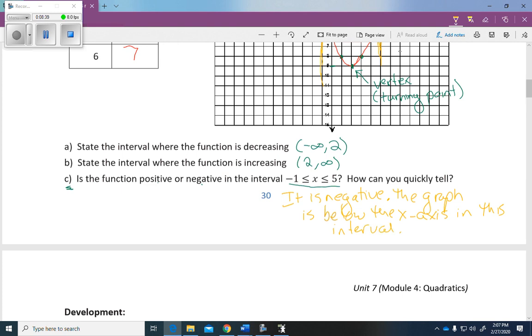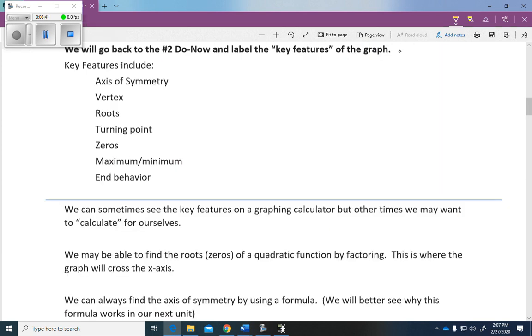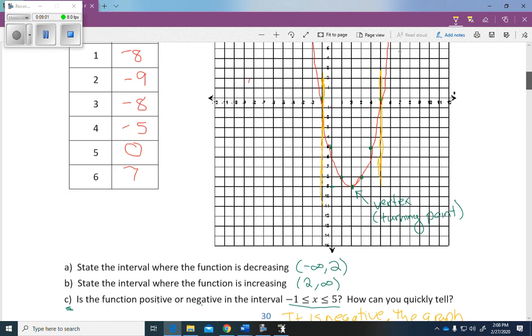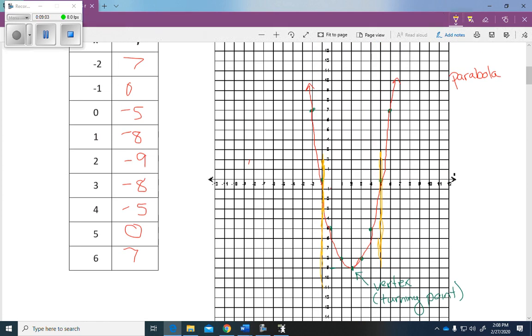And on the next page, they're asking us for some key features. The axis of symmetry, the vertex, which we already labeled, the roots we'll get back to, the turning point we already labeled, the zeros, we'll talk about it, maximum minimum we talked about, and end behavior, which we'll talk about. So let's go look at that graph again. So I want to get rid of these yellowish orange lines that I drew.